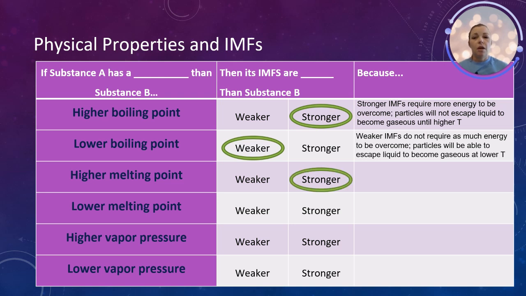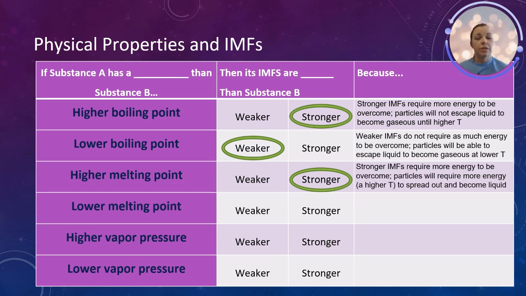Higher melting point: if substance A has a higher melting point, then its IMFs are stronger, basically for the same reasoning. Stronger IMFs require more energy to be overcome. I want to pause here and point out that I am specifically saying overcome, not broken. Bonds are broken. Intermolecular or interparticle forces are overcome. So the particles will require more energy or a higher temperature to spread out and become the liquid. That's what is happening during melting.